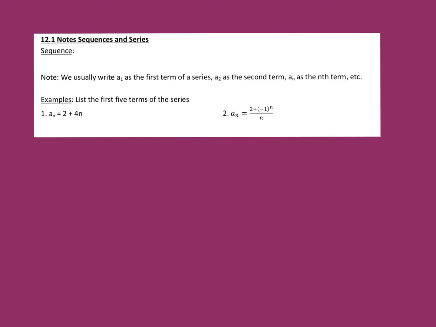I'd like to start talking a little bit about sequences and series. So a sequence in math, as in real life, is a list of things, and they're generally going to be in some sort of order. In math, it's usually a list of numbers. So you can see below that we usually write A1 as the first term of the series, A2 is the second term, and so on. We call the nth term the formula for the series.